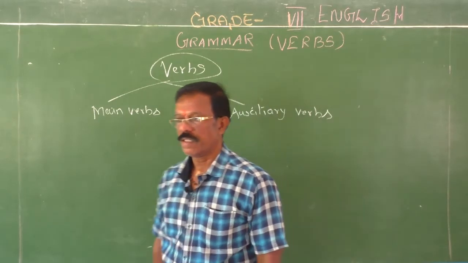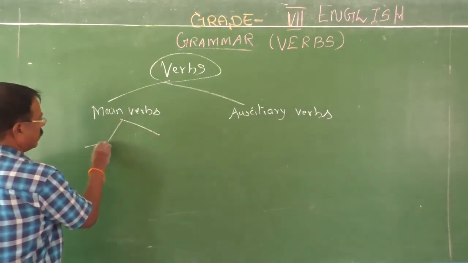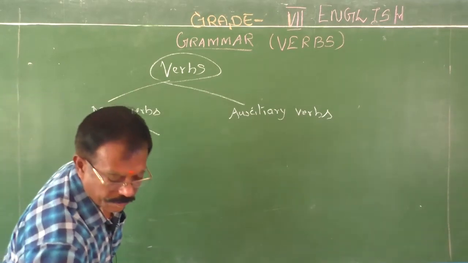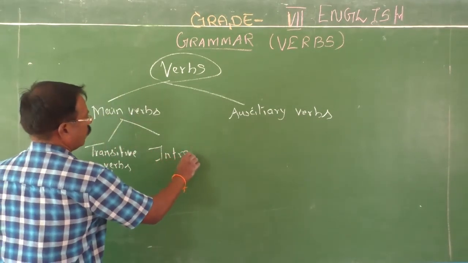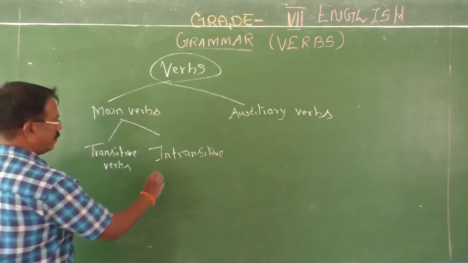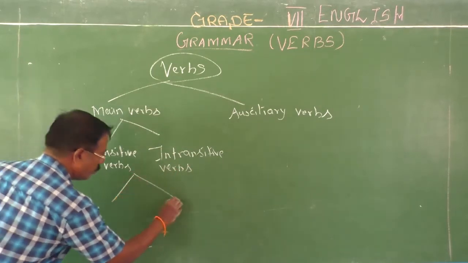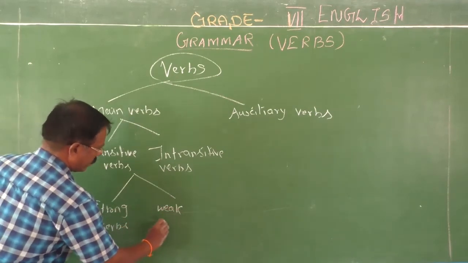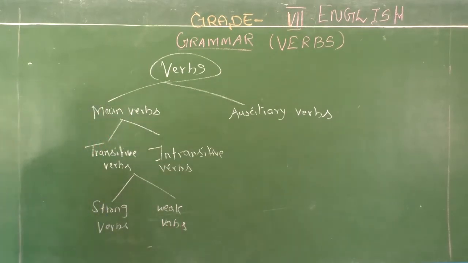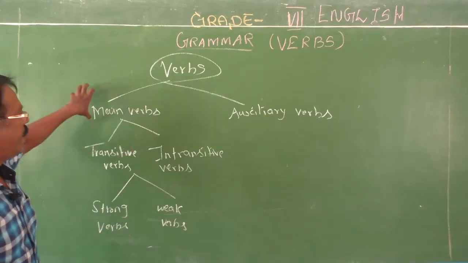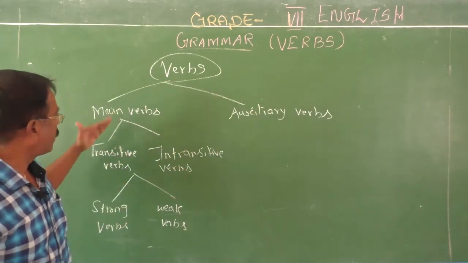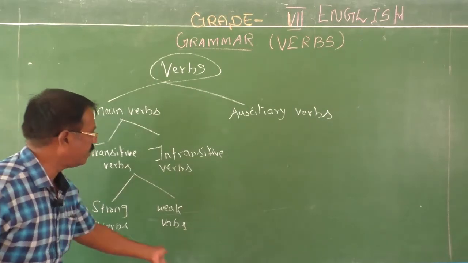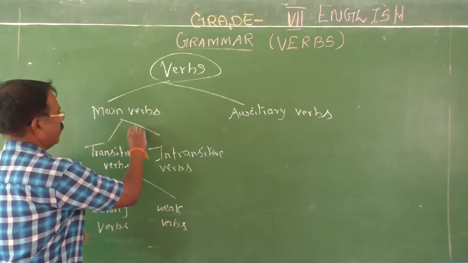Main verbs are further classified into transitive verbs and intransitive verbs. They are further classified into strong verbs and weak verbs. So, verbs are classified into two types: main verbs and auxiliary verbs. Main verbs are further classified into transitive and intransitive verbs, and then into strong verbs and weak verbs.